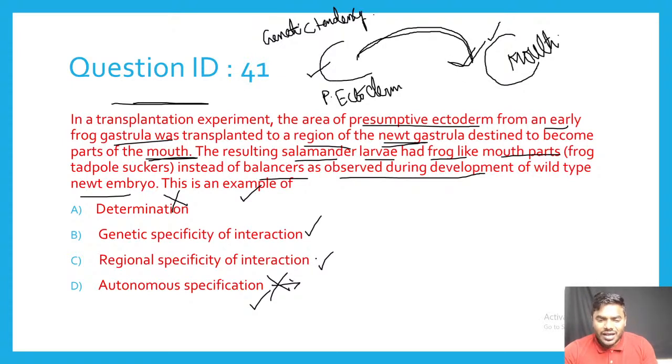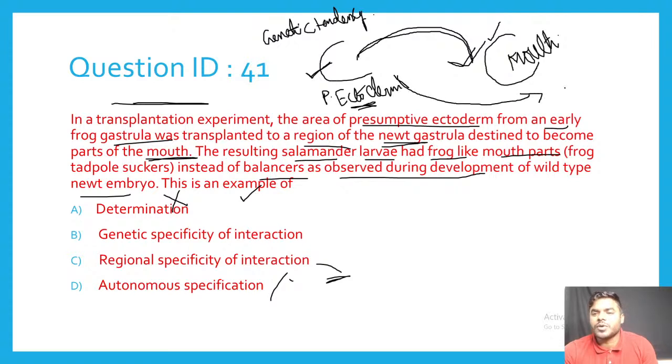Now, why can the answer not be regional specificity of interaction? I'll give you the valid explanation for this point. Every student pay attention. Why can it not be regional specificity? Because friends, regional specificity means, for example, this presumptive ectoderm, instead of forming mouth, has formed suckers. Or instead of forming the mouth and suckers, it has formed some other balancer proteins or balancer genes.